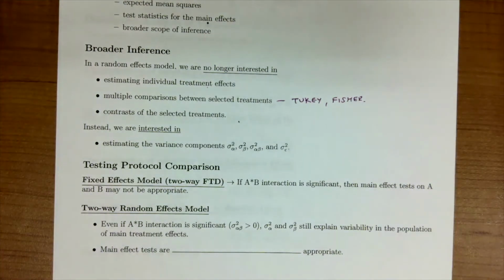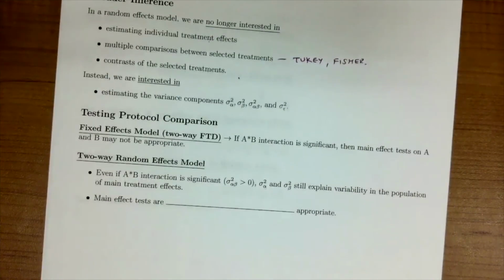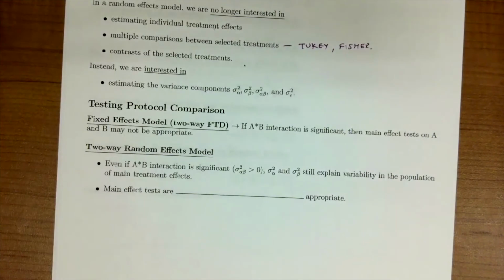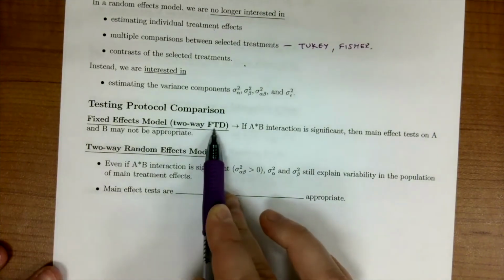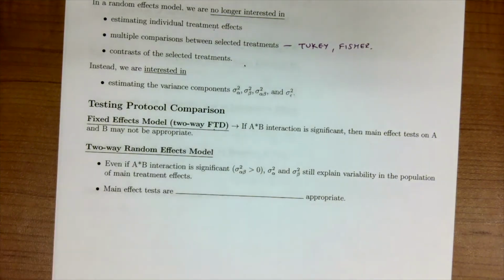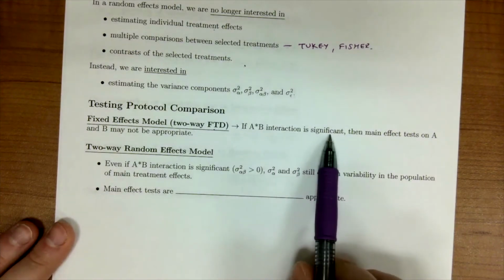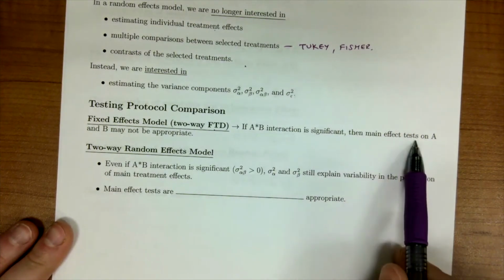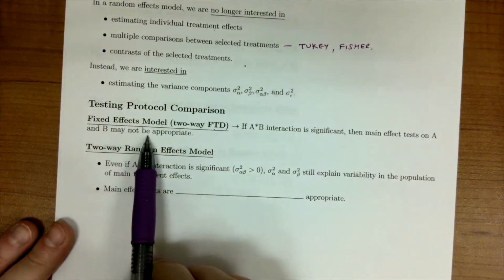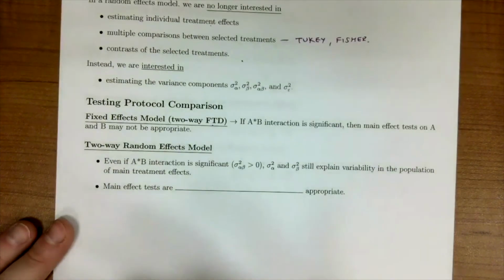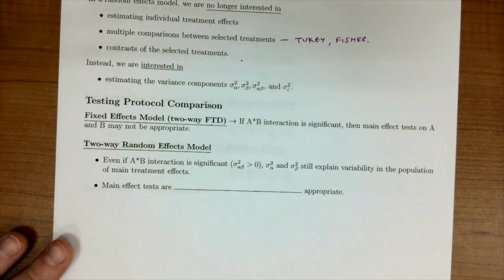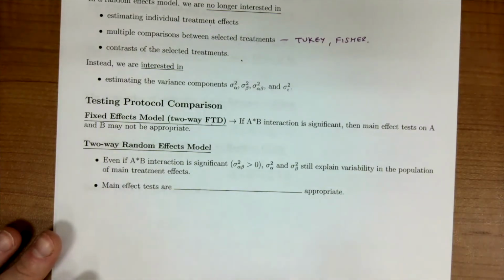So there's also some testing protocol, or there are, but isn't. Let me explain. In our fixed effects model, when we were talking about factorial designs, lesson 7, if our A-B interaction was significant, then our main effects tests on A and B may not be appropriate. Remember, it may not be appropriate if we saw masking or stuff like that. So we had to be careful.